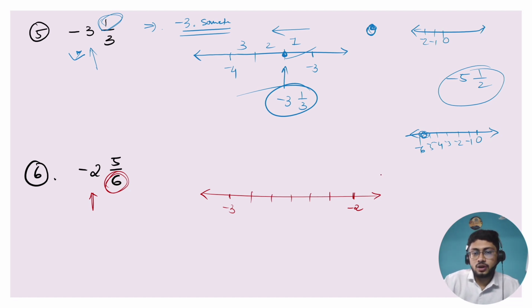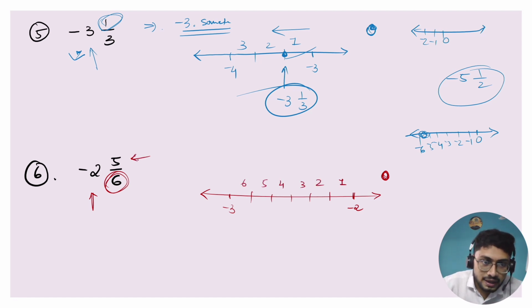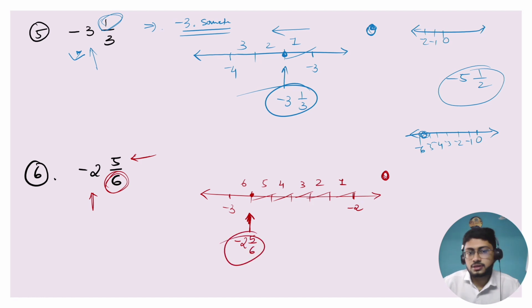From where do I need to start counting? From here, because 0 is here. 1 2 3 4 5 6. Till which part do I need to shade or cover? I want a shaded portion. So 1 2 3 4 5. This is my answer. My answer is minus 2 5 upon 6. So that's the thing you want to keep in your mind.